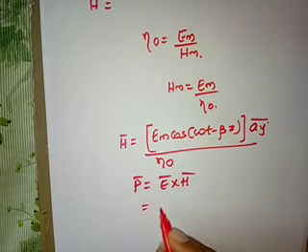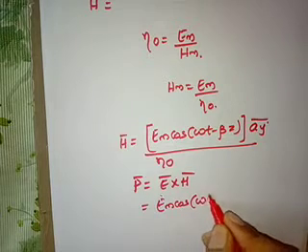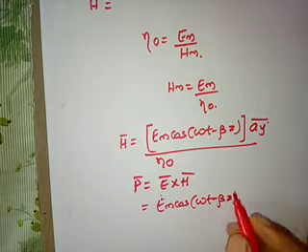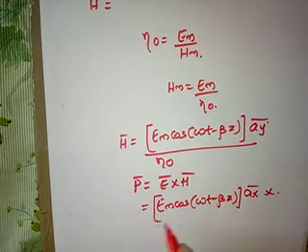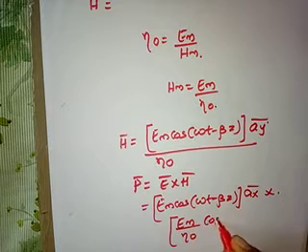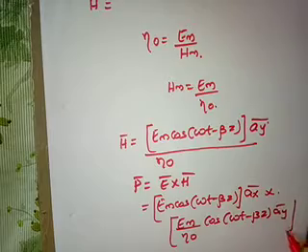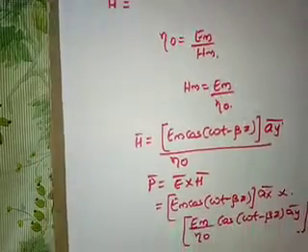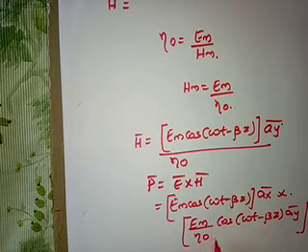So that is, substitute here, E bar is Em cos of omega t minus beta z Ax bar, right? This multiplied by H bar. H bar is what? Em upon eta naught cos of omega t minus beta z Ay bar, correct? So the magnitude of propagation, the product of these two, Em cos of omega t minus beta z Ax bar into Em by eta naught cos of omega t minus beta z into Ay bar.